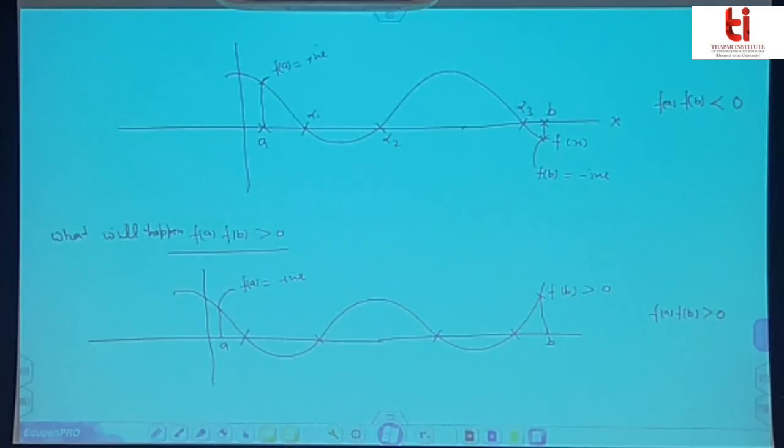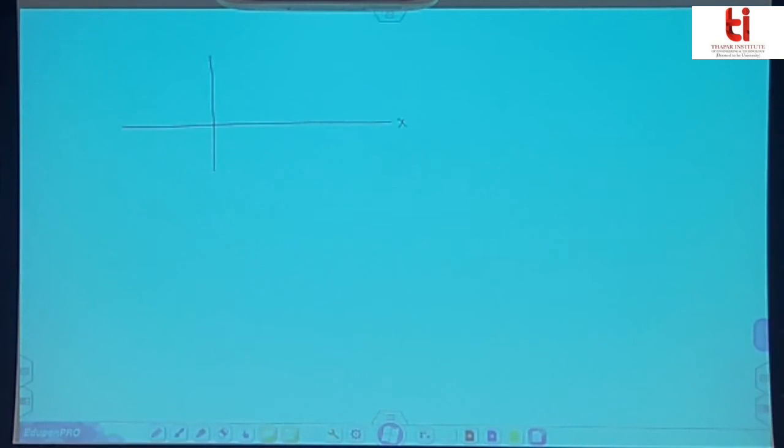So whenever f of a, f of b is greater than 0, there exists either no root or an even number of roots in the interval AB. The condition is that f of x should be continuous. Let's take an example of no root. If this is the x-axis, y-axis, and the function is like that. Here, this is the point A, this is the point B. f of a, f of b is greater than 0, but it is not crossing the x-axis anywhere inside the interval AB.